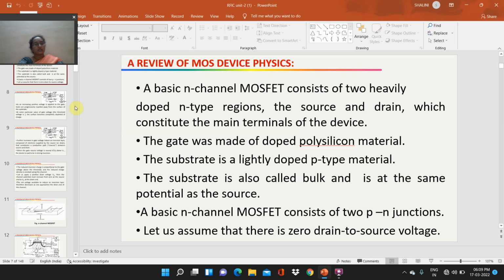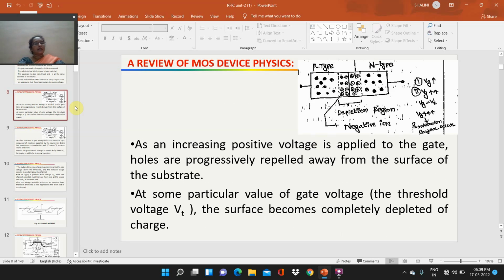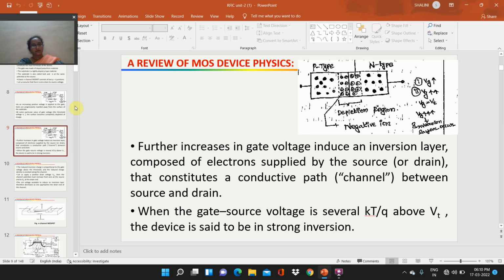Let us assume that there is zero drain to source voltage. As an increasing positive voltage is applied to the gate, holes are progressively repelled away from the surface of the substrate. At some particular value of gate voltage, the surface becomes completely depleted of charge. A further increase in gate voltage induces an inversion layer composed of electrons supplied by the source or drain that constitutes a conductive path between source and drain.